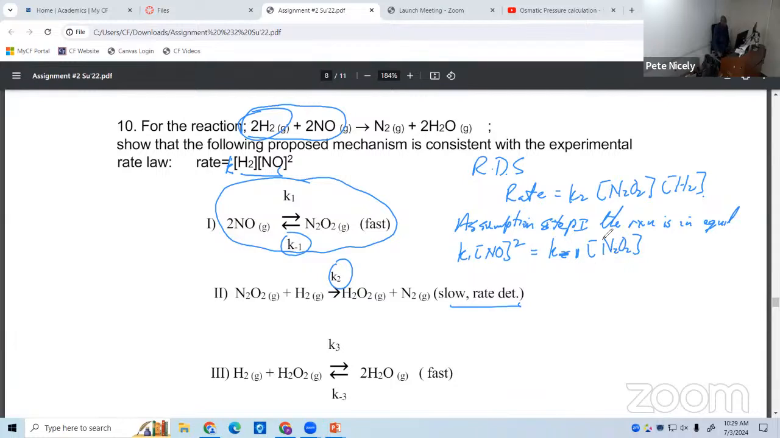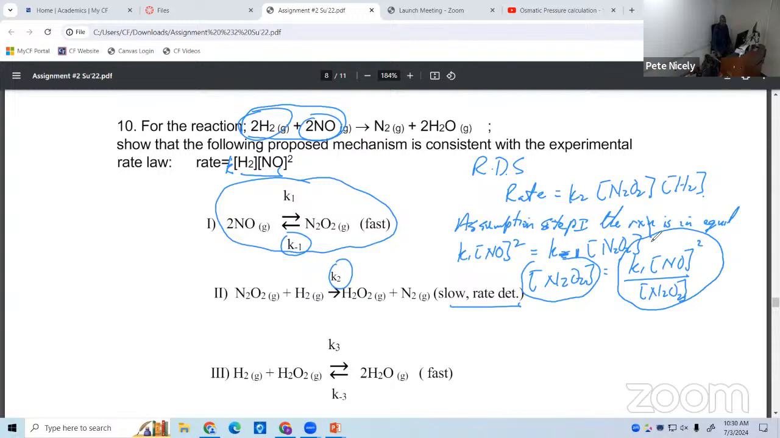Now we can do this. This N2O2 here, which is this right here, we can express it in terms of the concentration of NO based on this equation. So we can say that the concentration of N2O2 is equal to K1 times the concentration of NO squared divided by K minus 1. And therefore, now that we have an expression for N2O2 in terms of one of the reactants originally in this equation right here, we can plug in this expression here into the rate equation for the rate determining step.